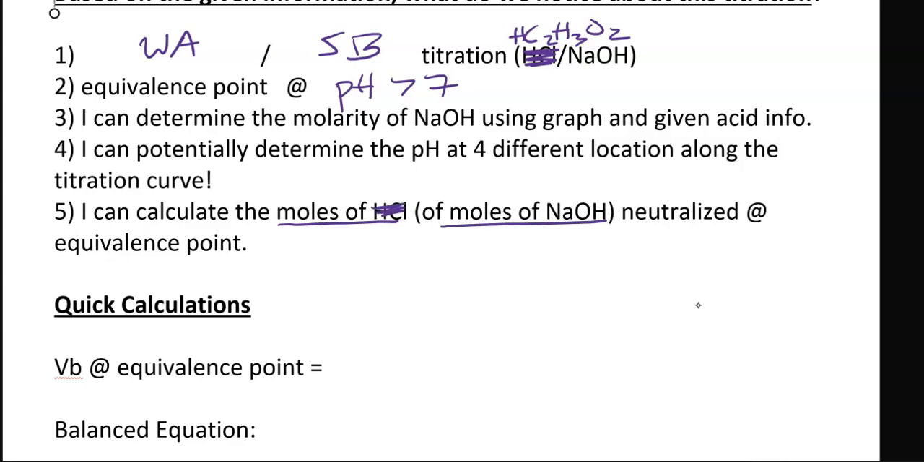Now, a quick little fix on our presentation here. Remember, we're doing a weak acid titration, so scratch out that HCl. Let's put acetic acid. All right, we're ready to rock and roll.